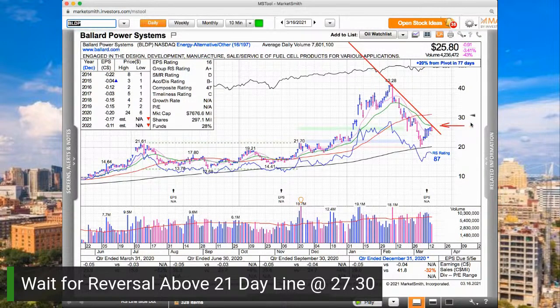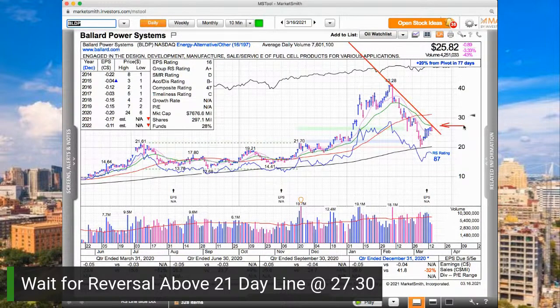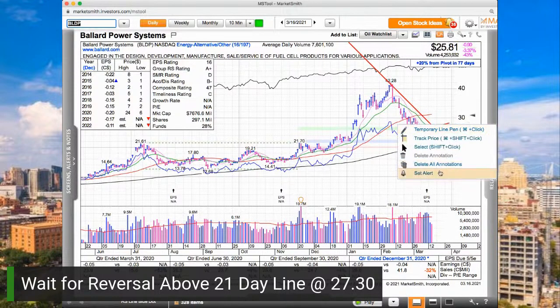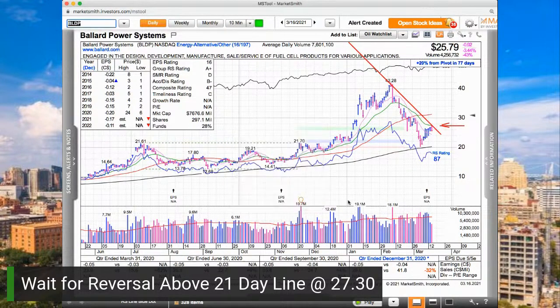I've set an alert at the 40-day line, but I'm going to set another alert at the 21-day line, which is at 27.30. So that's where I'm going to set it. We're still at 25.79, so we're really not ready to buy this one.